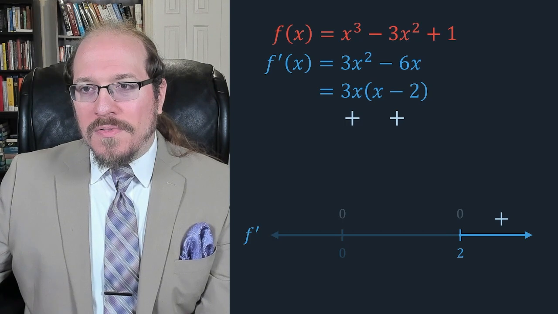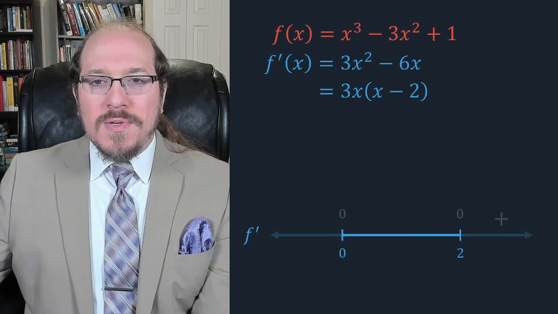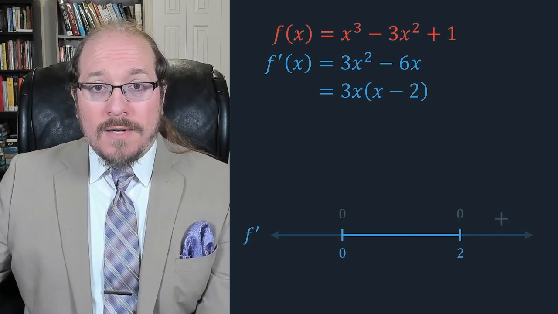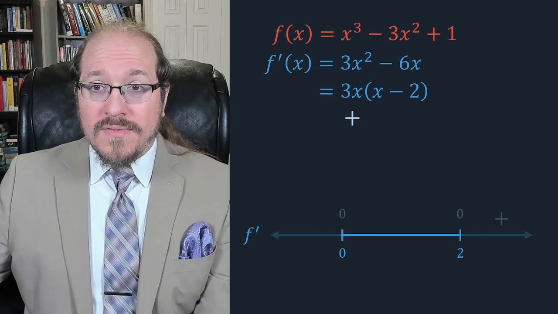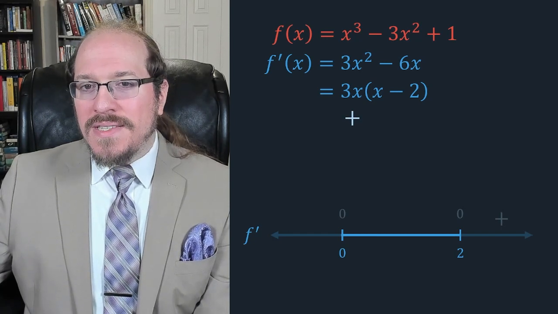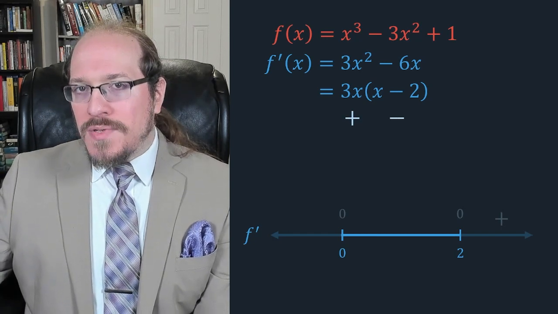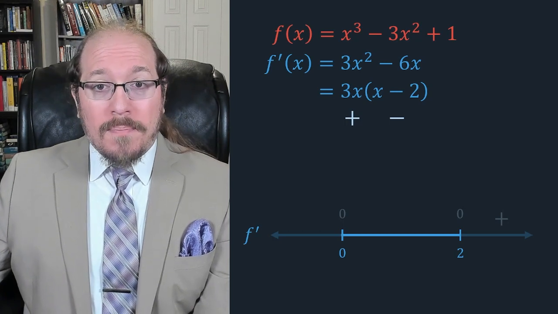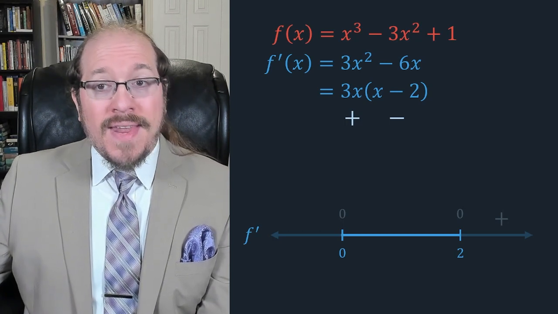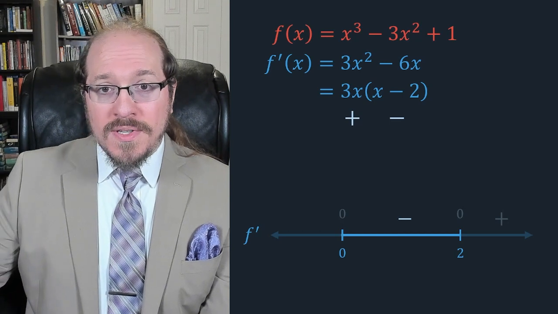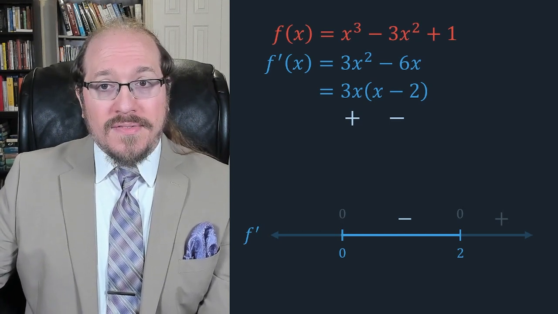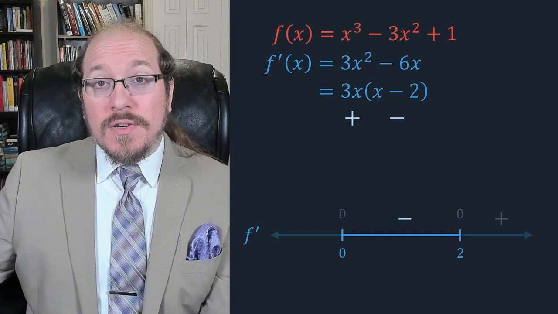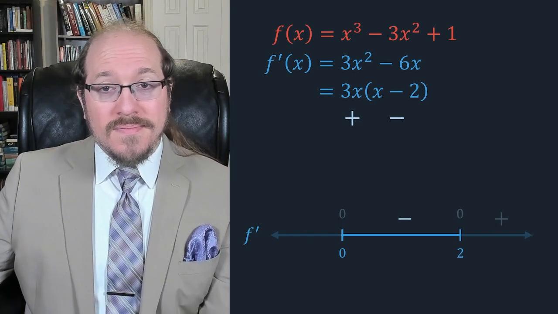Let's do that with the other intervals while we're at it. What if x is between 0 and 2? Well, 3x will still be positive, but now since x is less than 2, x minus 2 will be negative. Positive times negative is negative, so between 0 and 2, f prime is negative. That means f is decreasing on that interval.